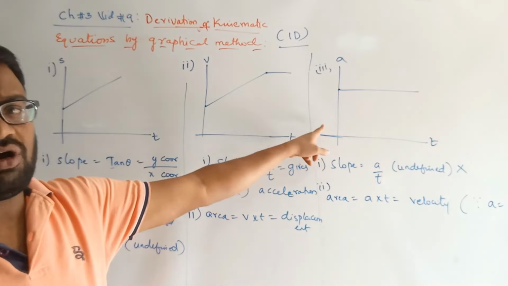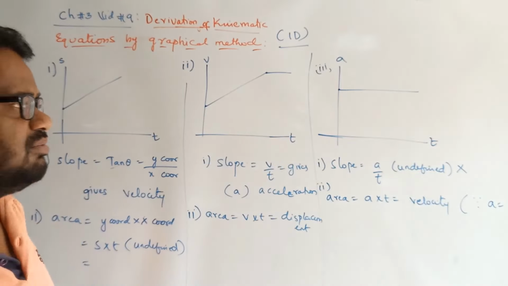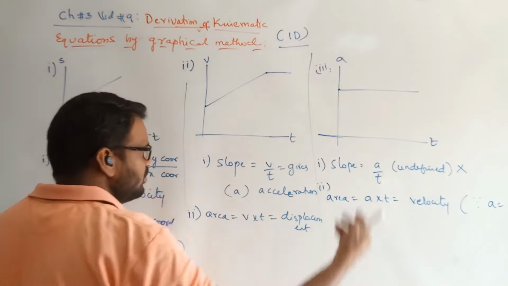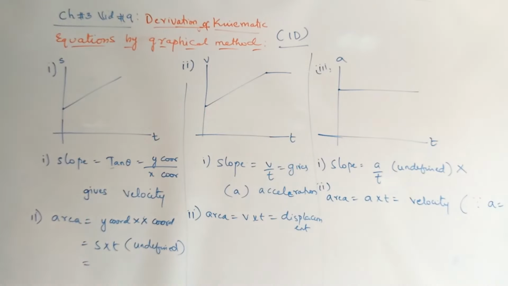And one more graph called the acceleration time graph. We have not seen much on this one, but if a graph comes like this, an AT graph, whatever it is, the slope gives a by t, and there is no such parameter existing in the form of a by t, acceleration by time. There is no one particular parameter defined. It can be regarded as acceleration by time itself. No new parameter is defined by this.